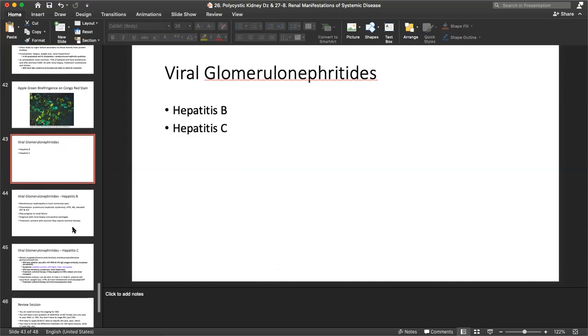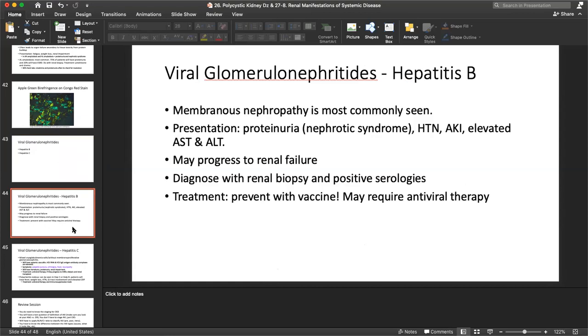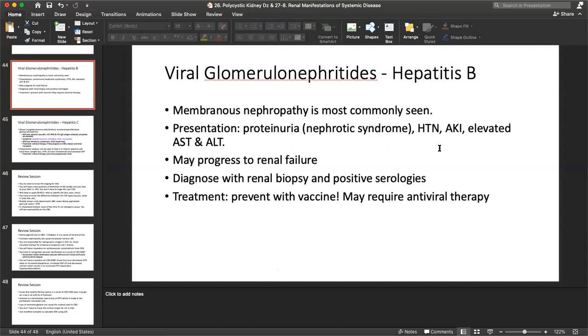Okay, viral glomerular nephropathies or nephritides are going to be Hep B and C. So Hep B is going to be associated with membranous nephropathy. Know that that's what it's associated with. And they present with proteinuria, elevated AST, ALT associated with hepatitis, hypertension, and AKI. They can progress to renal failure, diagnosed with a biopsy and positive serology. And you can prevent with vaccination.